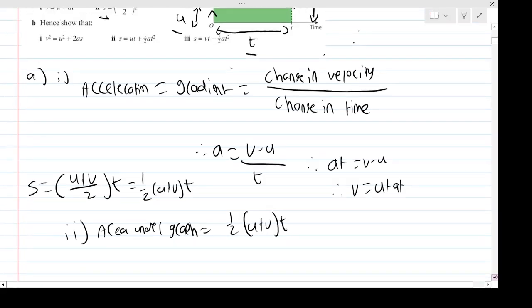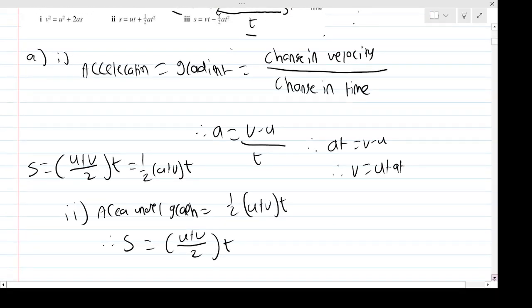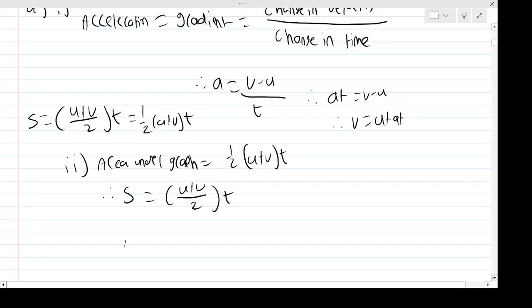So the area represents displacement. So s for the displacement, for the area, is then, if I bring the half into the bracket, u plus v all over 2 times by t, which is the formula they wanted there. Okay, and so if I summarise, I got v is u plus at, and also s is a half of u plus v lots of t.